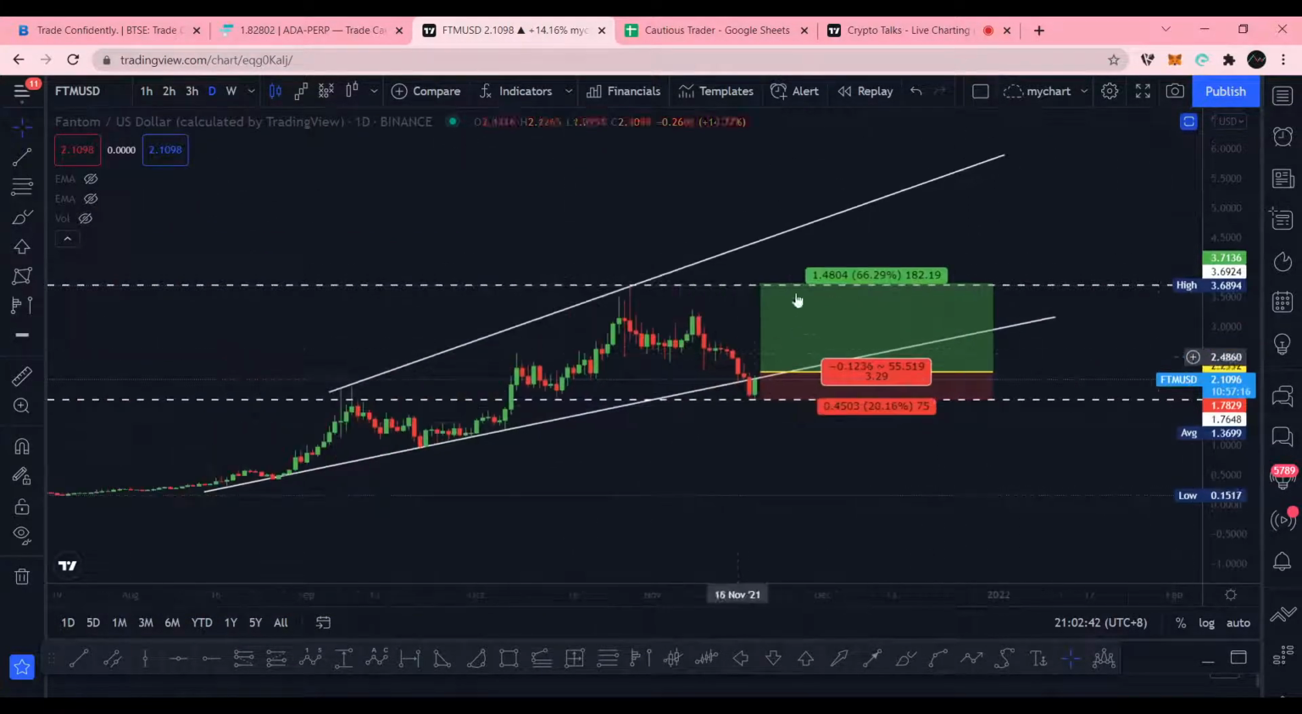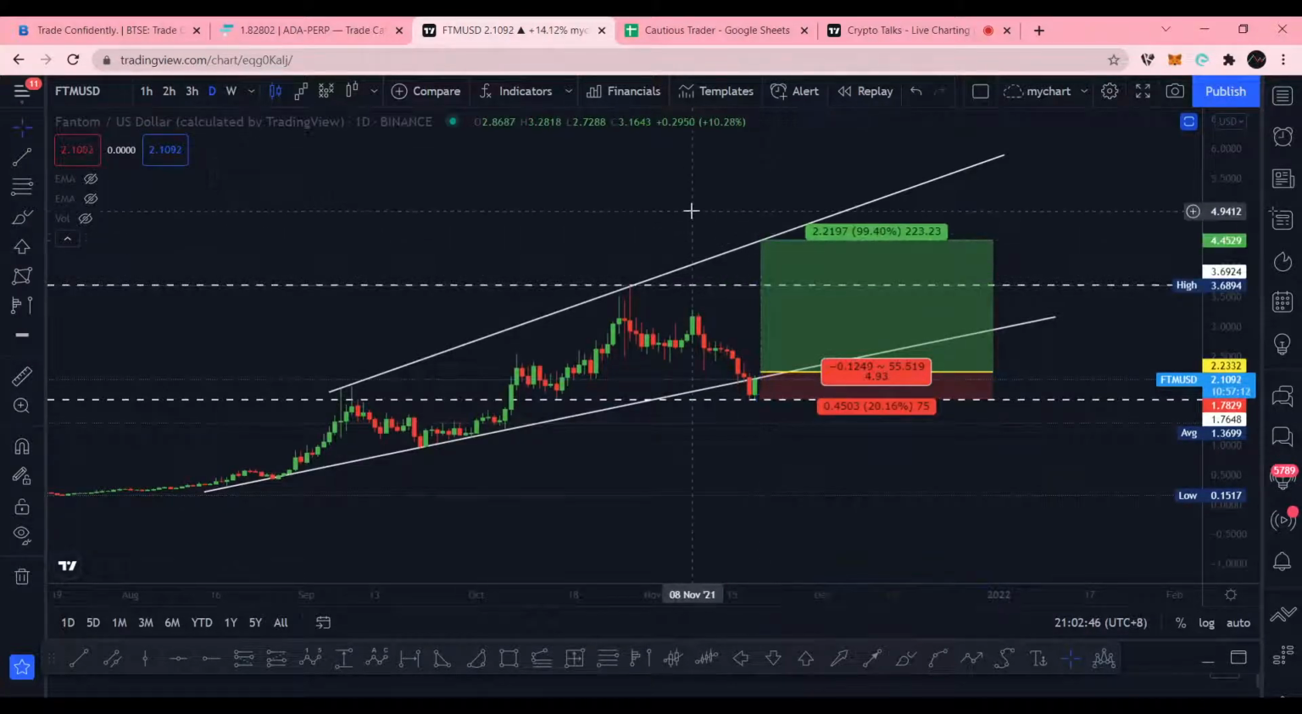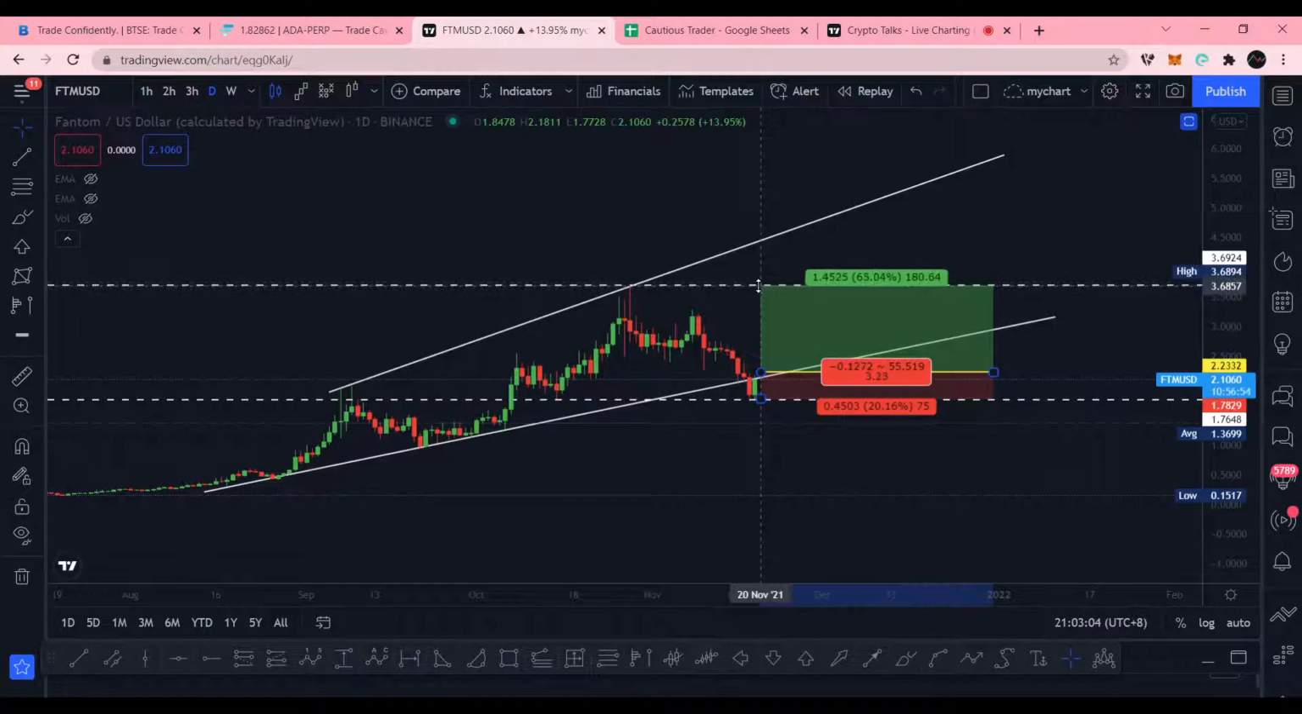So for now, I'm just watching it, but I'm planning to make a long position on it once it at least stays above this trend line resistance. Though that's a conservative trade, of course.